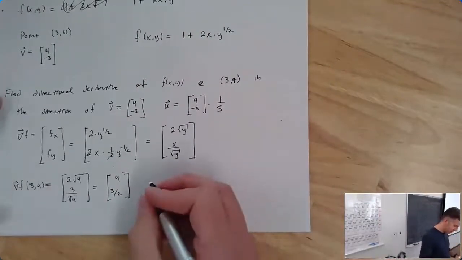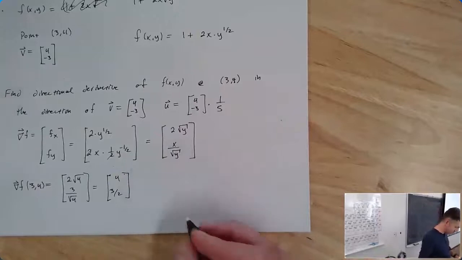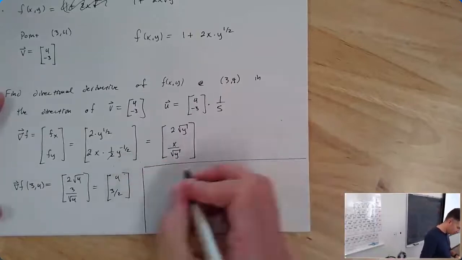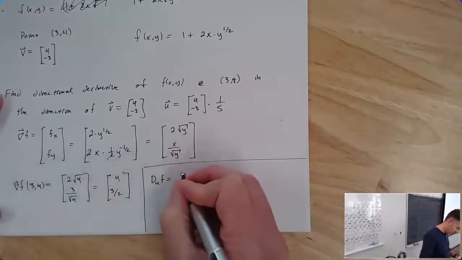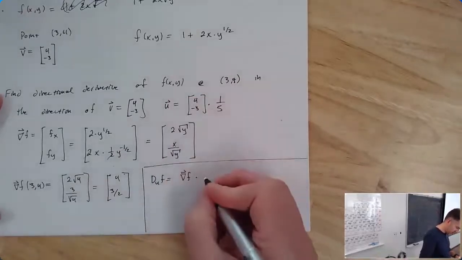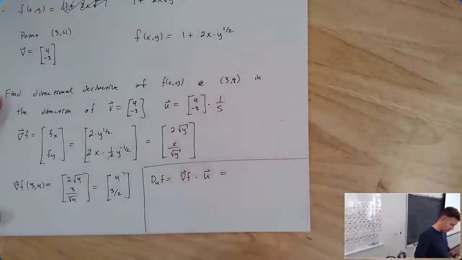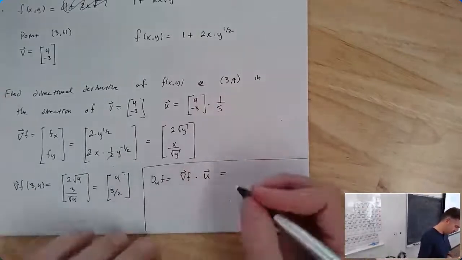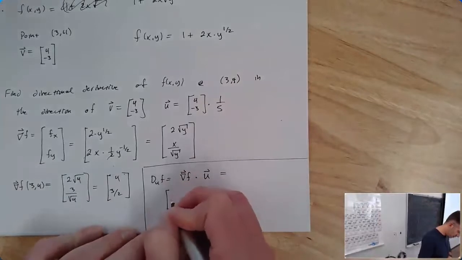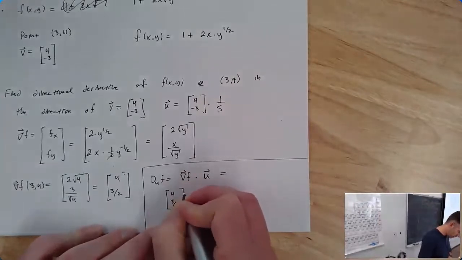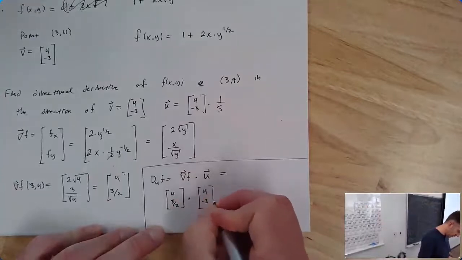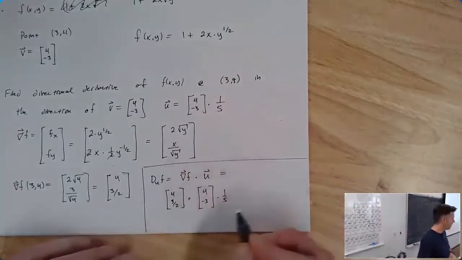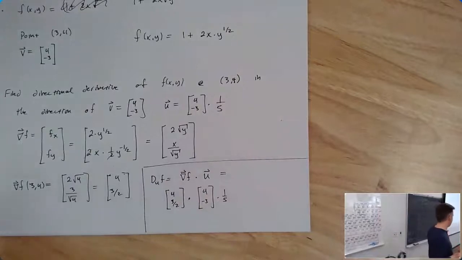So then to calculate the directional derivative, it is just our gradient dotted with our unit vector. In fact, let's write it out. It's going to be (4, 3/2) dotted with (4, -3) times 1/5. Or you can write that as (4/5, -3/5). I don't particularly care to.